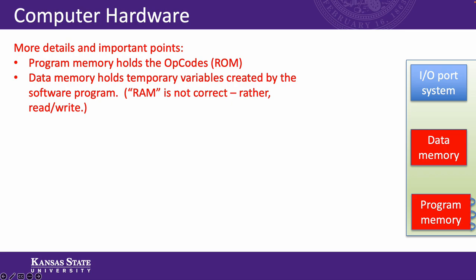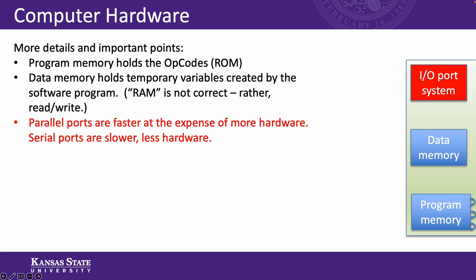Data memory holds the intermediate calculations, like in the addition example. It's typically referred to as RAM, right? Random access memory, but that isn't accurate. Random access memory just means you can access any address in memory at any time. All of this memory is RAM. The accurate term here is read-write memory. That is, during normal operation, the CPU can read it and write to it.